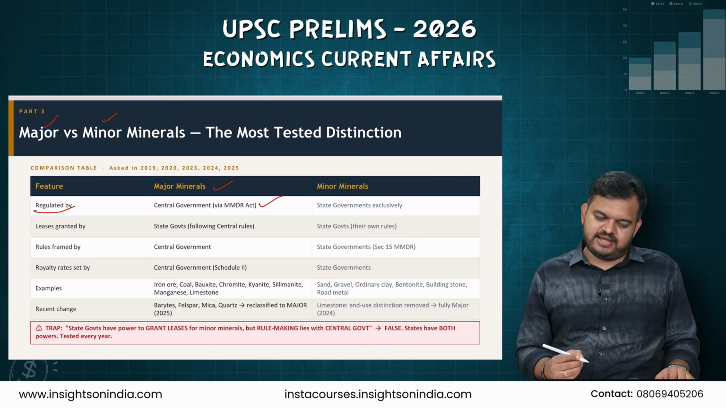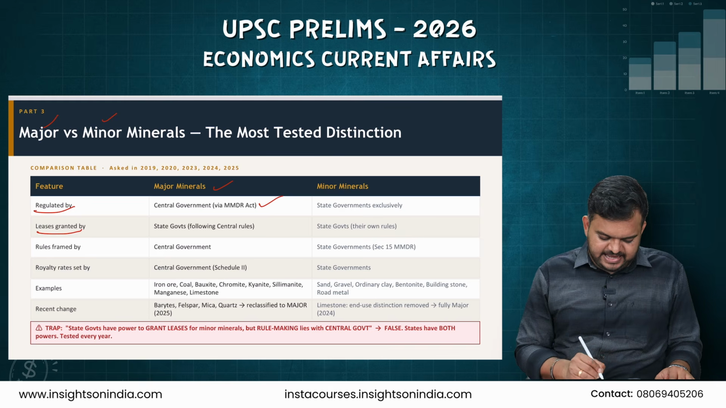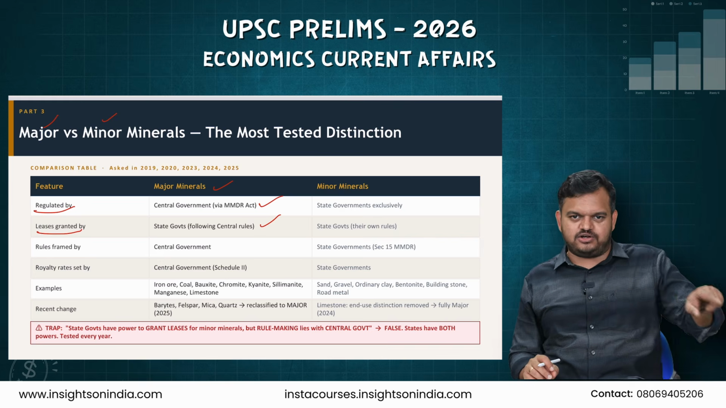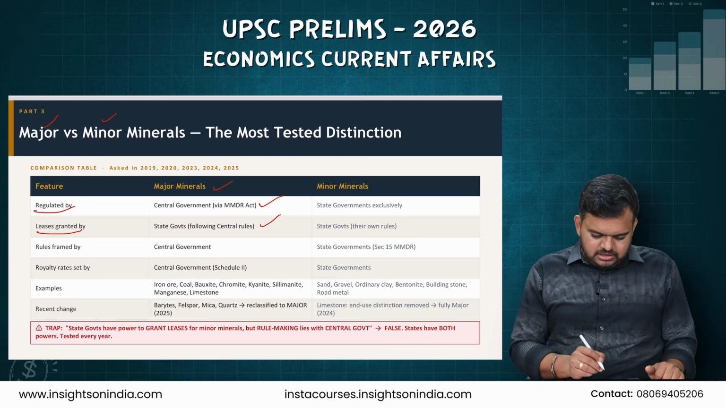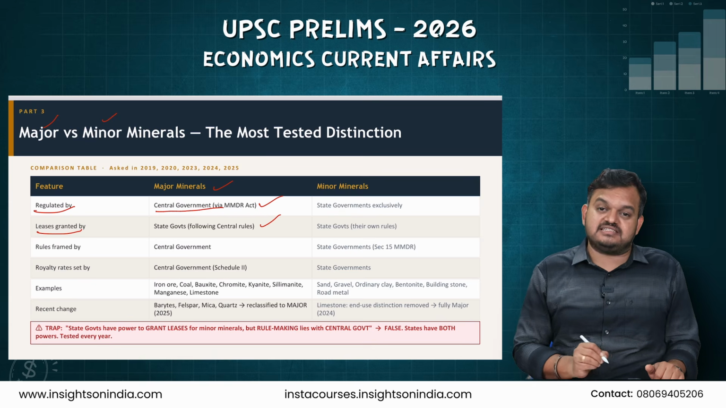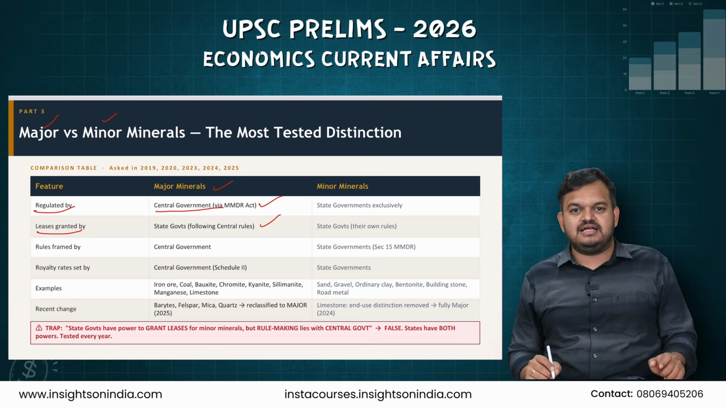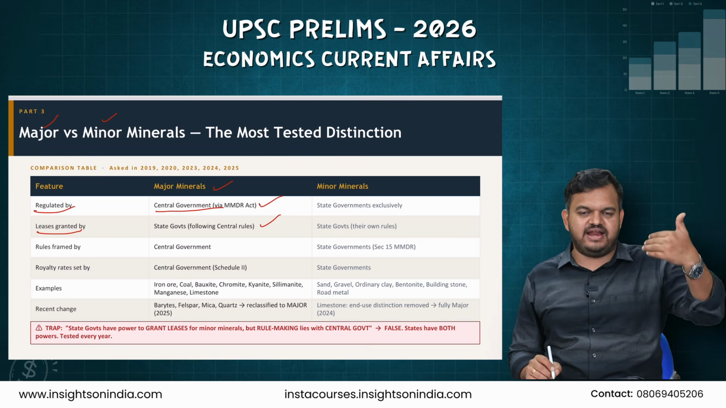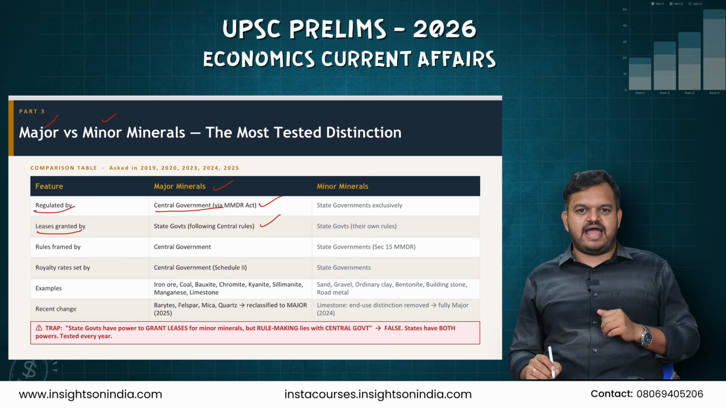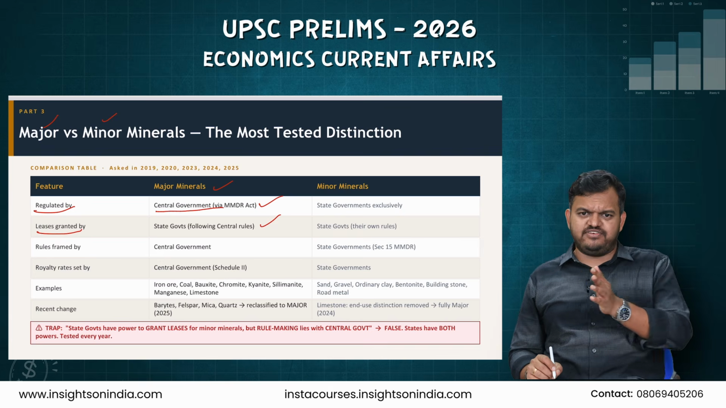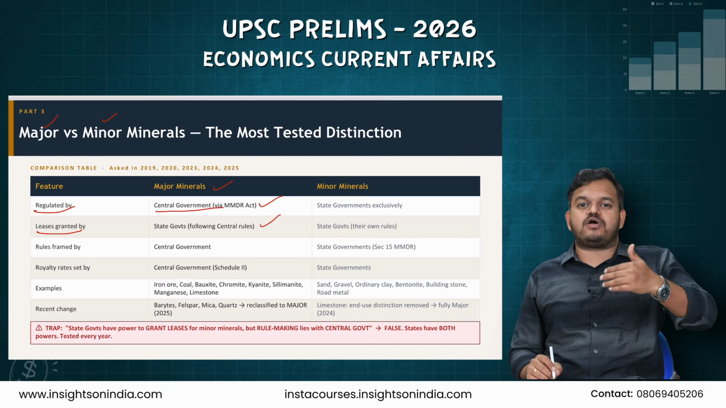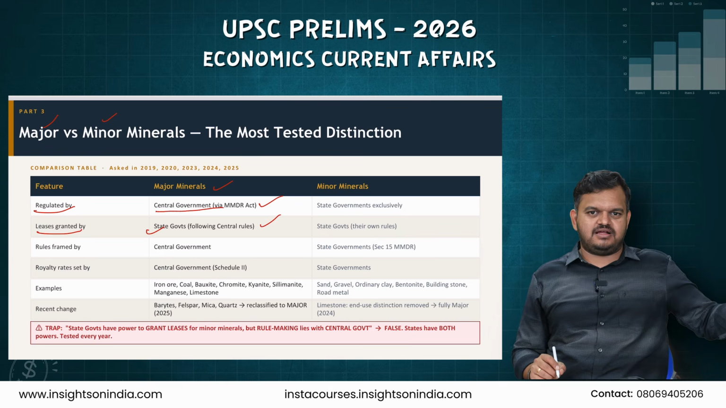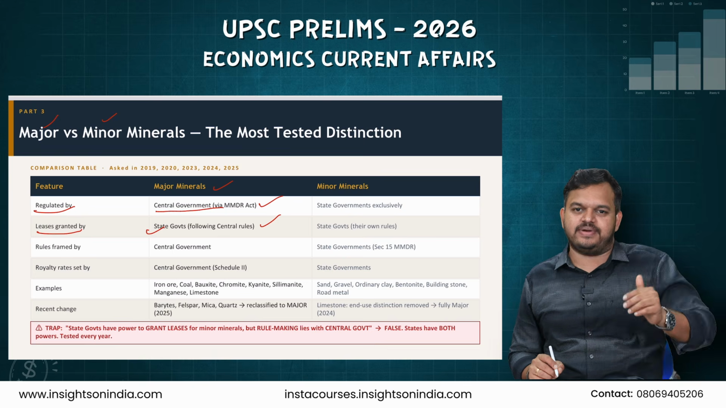Central government via MMDR Act. Who grants the leases? Again, it is state governments. So we just saw that all the minerals within the state territory are owned by state governments, right? Understand this. The major minerals are regulated by central government. Central government frames the laws and regulations for providing the leases, fixing the royalty, and the rules which should be followed by every mining company. But who provides them licenses? It is state government. Rules are set by central government and the power is exercised by the state government.